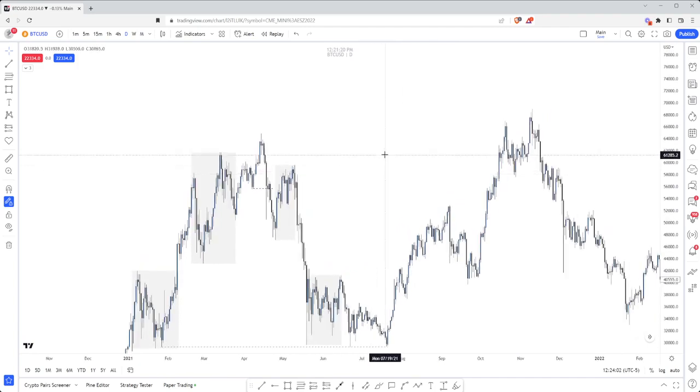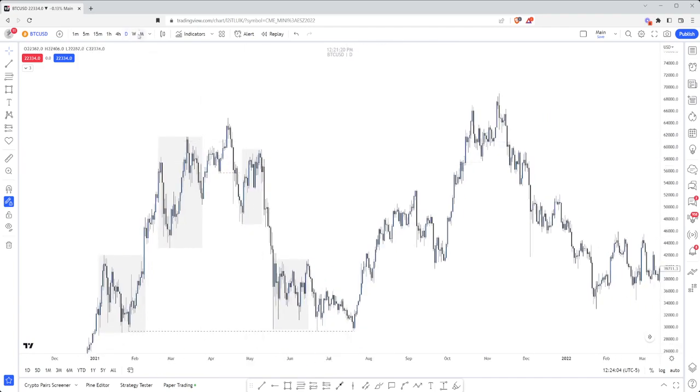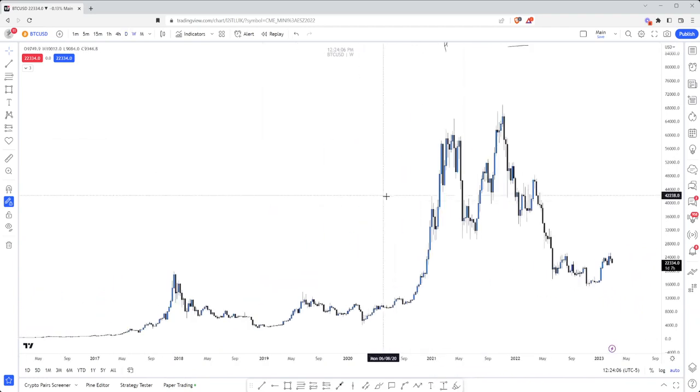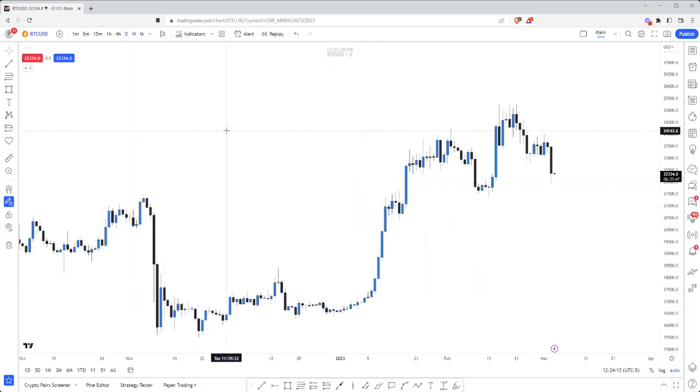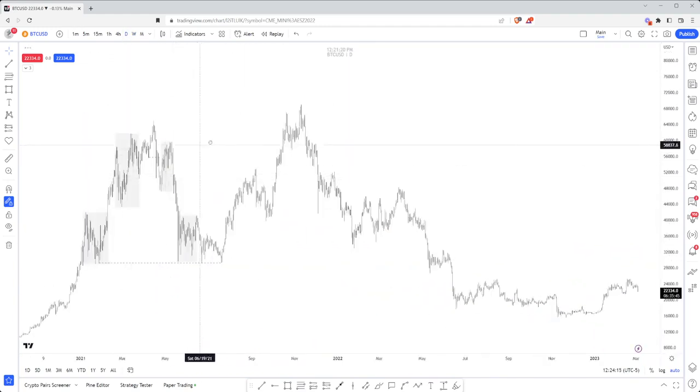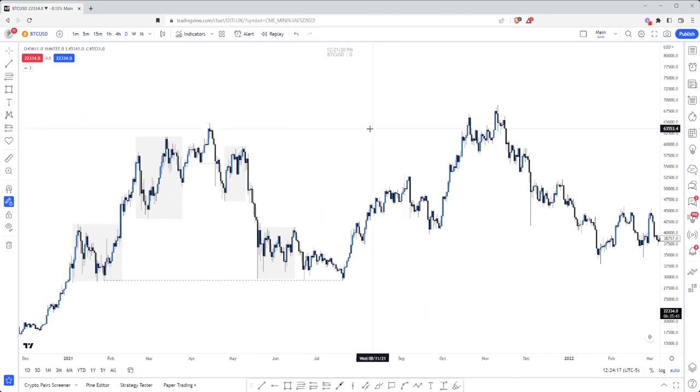But the whole ideology here, and you can go on a weekly and say it was the weekly power of 3. Accumulation, manipulation, distribution. It's the same concepts. Again, this is on a daily chart on Bitcoin. But you can do the same thing on 1 minute charts.